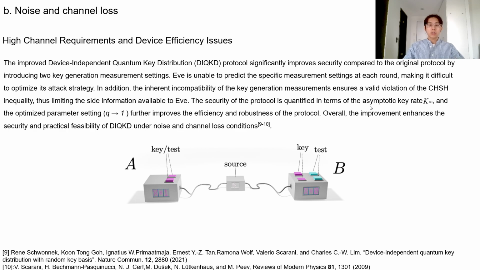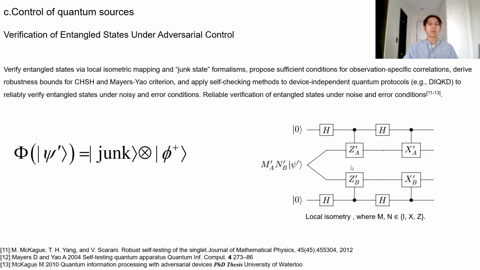So for robust DIQKD, Alice and Bob use uncharacterized devices to perform measurements on a quantum state that is created by a source that is potentially controlled by an adversary. In the protocol, Alice has two possible input measurement settings: magenta buttons, which are used for key generation, and Bob has four possible inputs grouped into two sets: magenta and cyan buttons. The magenta buttons are used for key generation, while the cyan buttons are used for running the CHSH Bell test. Second is control of the quantum source.